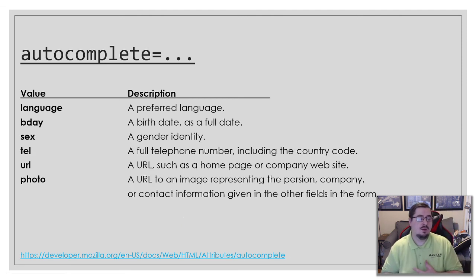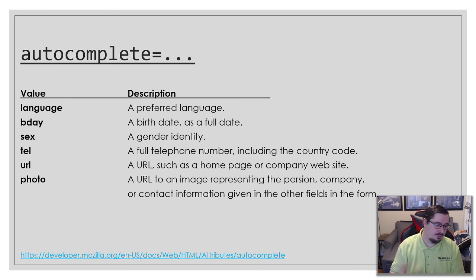Okay. Other autocomplete values that you might run into: language, if you're trying to select your preferred language. Your website may be translated in a few different languages, so maybe the user has some sort of drop down to pick what their preferred language is. That's what that would be.